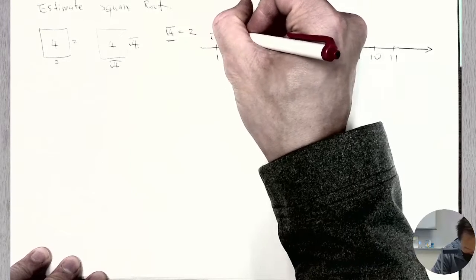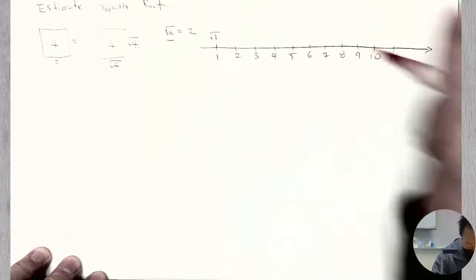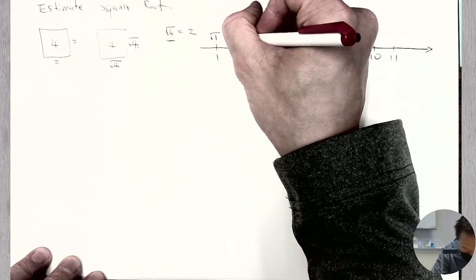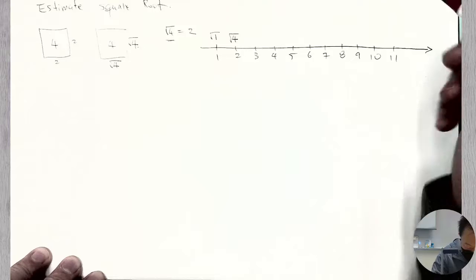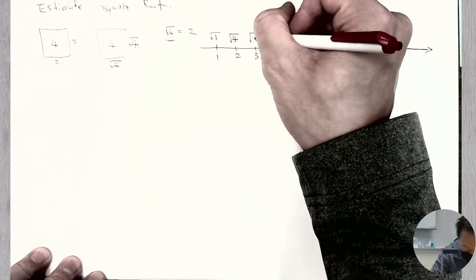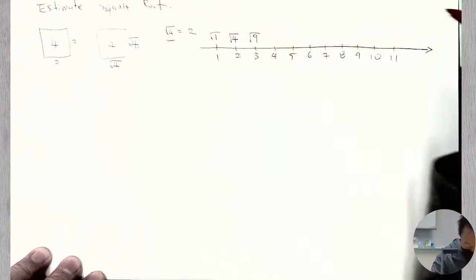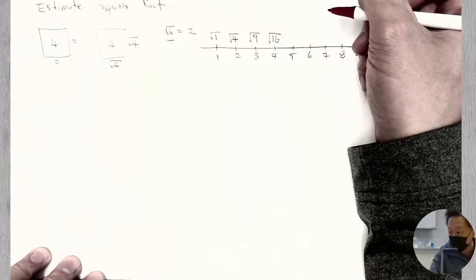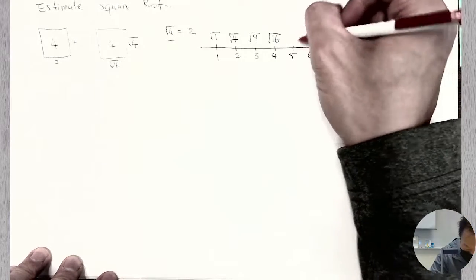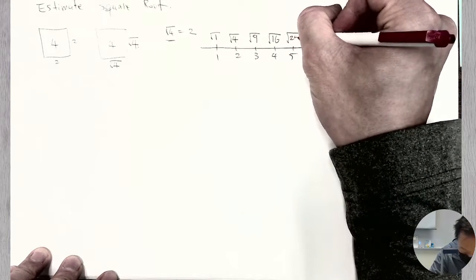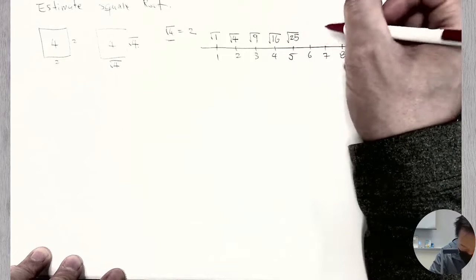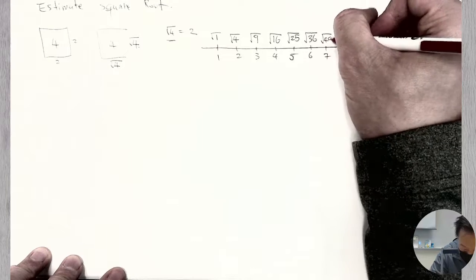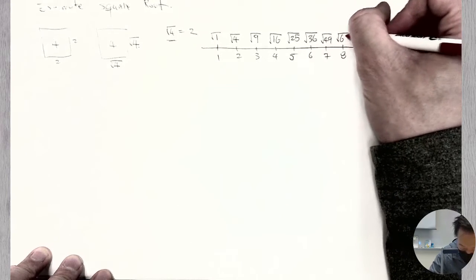So we know 1 times 1 gives you 1, therefore 1 is equivalent to square root 1. 2 times 2 is 4, and therefore 2 is equivalent to square root 4. 3 times 3 is 9, therefore 3 is equivalent to square root 9. 4 times 4 is 16, equivalent to square root 16. 5 times 5 is 25, therefore 5 is equivalent to square root 25. Square root 36, 7 is square root 49, 8 is square root 64.